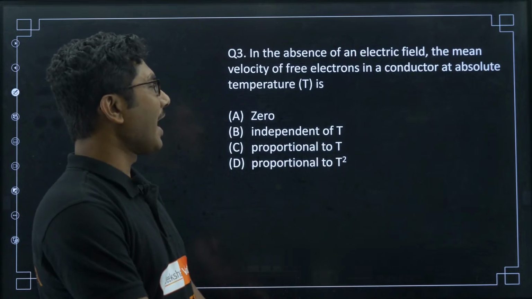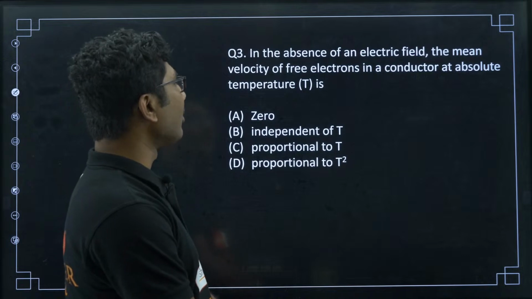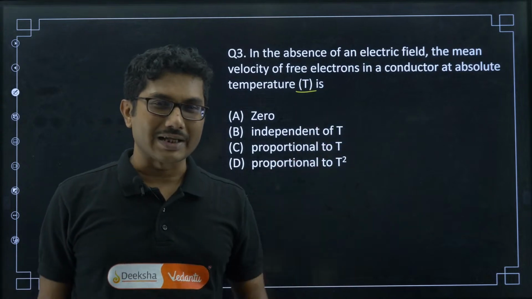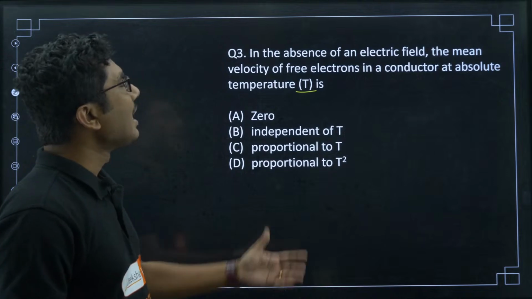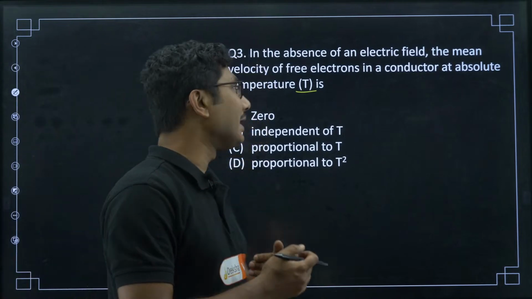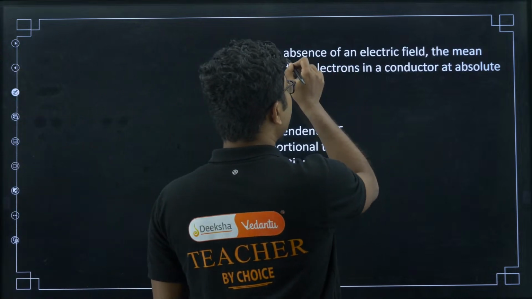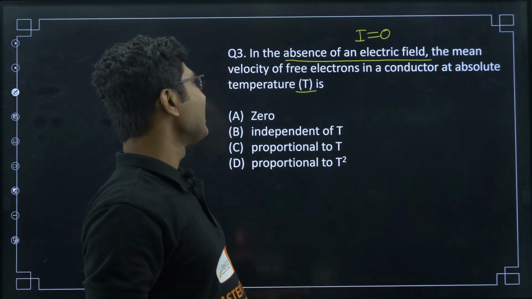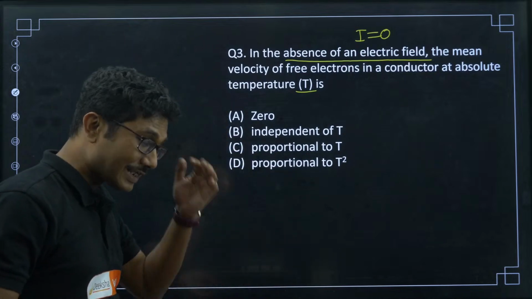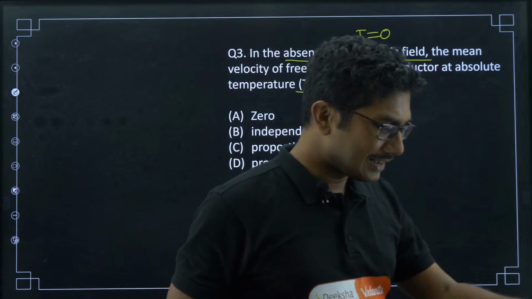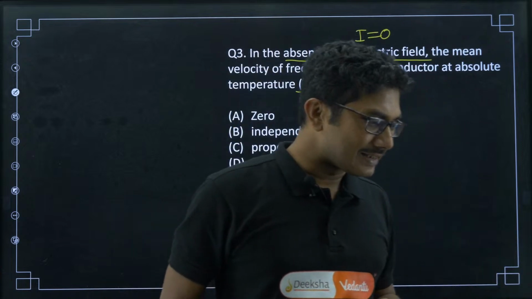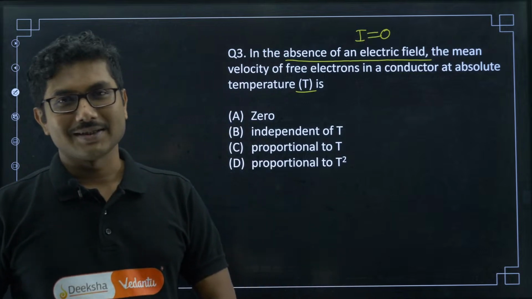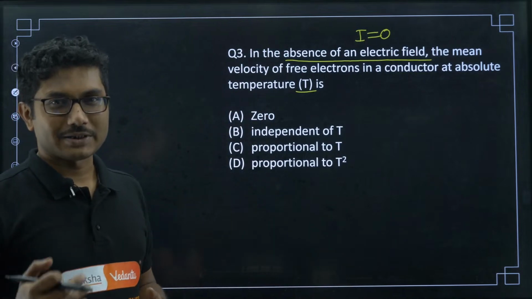In the absence of an electric field, what is the mean velocity of free electrons in a conductor at absolute temperature T? Absolute temperature T means in Kelvin scale, and the temperature T is constant. Absence of electric field means no electric field is applied, so current is also 0. Now, what is the mean velocity of free electrons? It is the same question as previously, only the language and the way it is represented has changed. Please give any answer for the third question, an easy question, same as the last one, only they have changed the perspective, right?